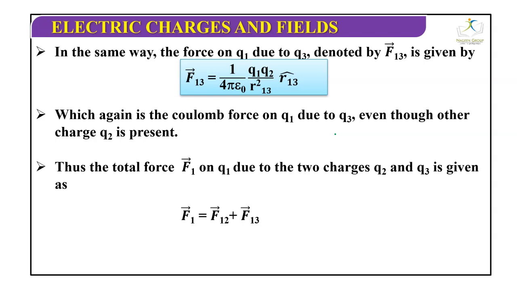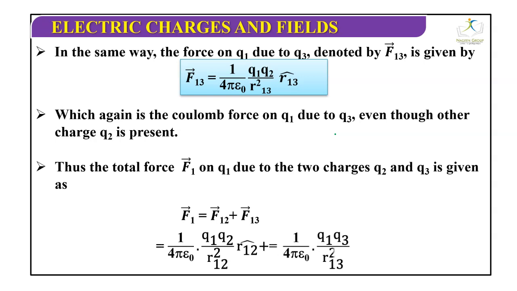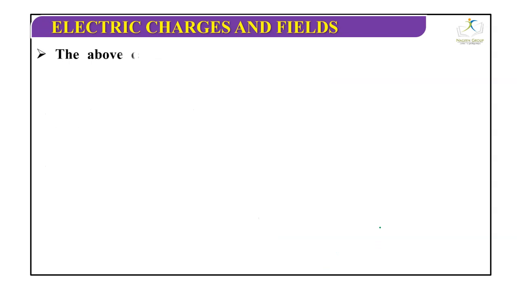F1 is equal to F12, this is the first force, and next F13. They both will accumulate and give the resultant, which is 1 by 4 pi epsilon naught Q1 Q2 by R12 square, R12 cap, plus, this will be only plus, 1 by 4 pi epsilon naught Q1 Q3 divided by R13 square, R13 cap.